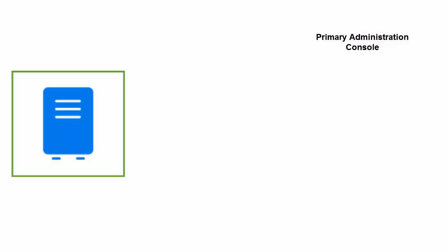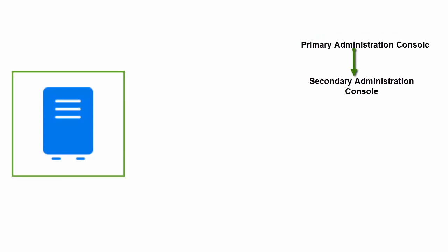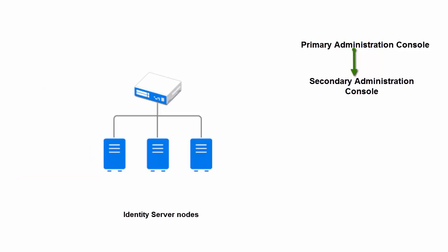After upgrading the primary administration console, the administrator must upgrade the secondary administration console. Then, the next is identity server. As there are 3 nodes of identity server that use a load balancer, the administrator has to stop the cluster services on one node while the other nodes will function normally using a load balancer. After upgrading the node, the administrator can start the services on that node, then stop cluster services on another node. The administrator can repeat this till all the nodes are upgraded.